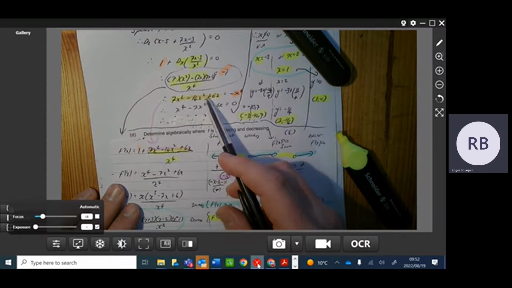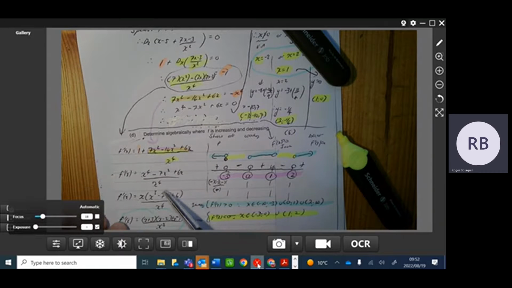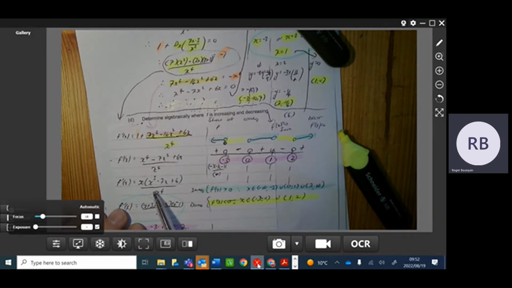Okay, so in the previous one we got rid of the denominator because it was equal to 0. Now we can't, so I end up with x to the 4. That simplifies to minus 7x squared plus 6x. So you get x, x cubed, the x's cancel, and we're left with just x cubed in the denominator.